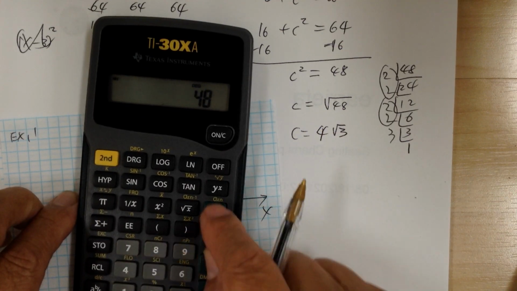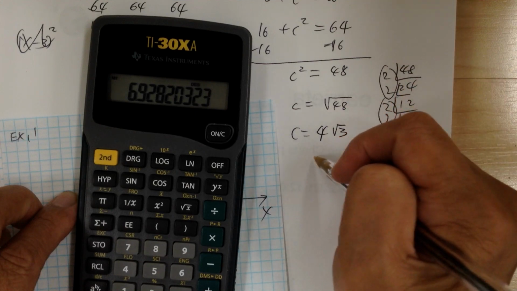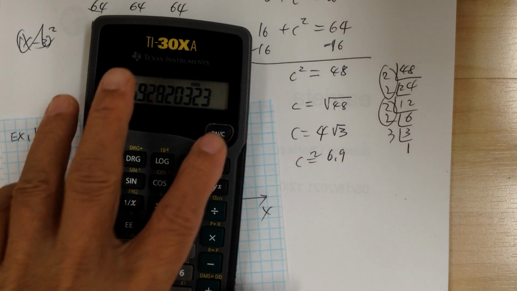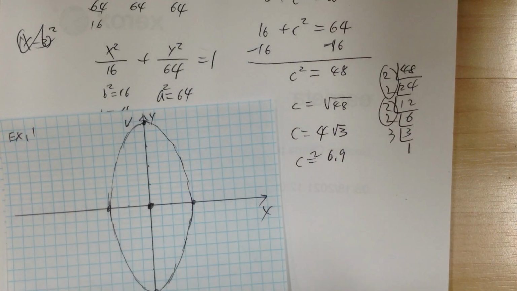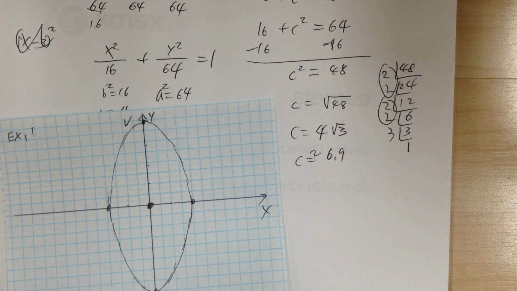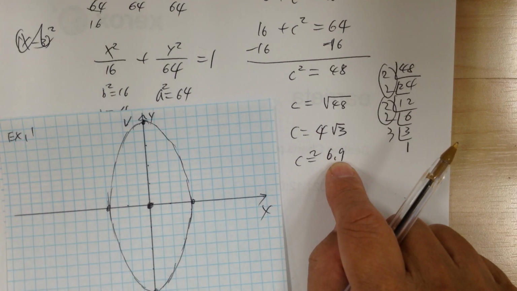So the square root of 48 is approximately equal to 6.9, so about 7. Okay? So again, when you label, you have to use the exact answer, but the decimal will help you to locate where the thing is. So 6.9. Now C and A are always in the same direction.